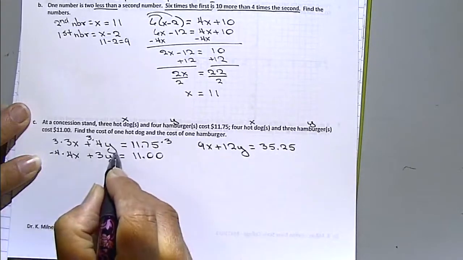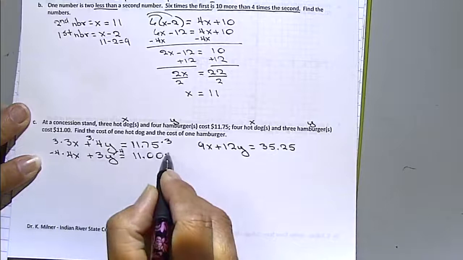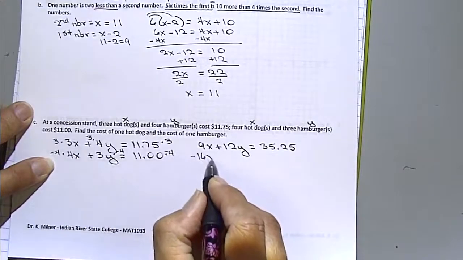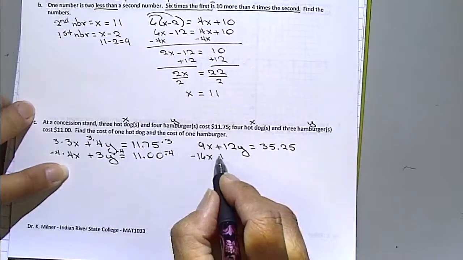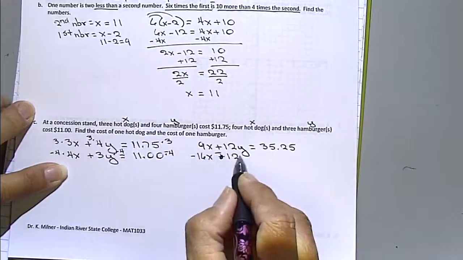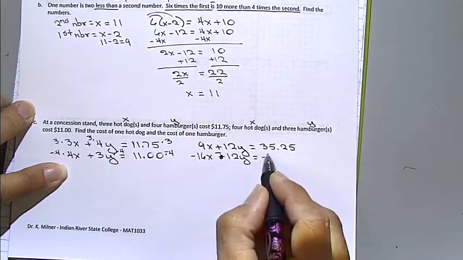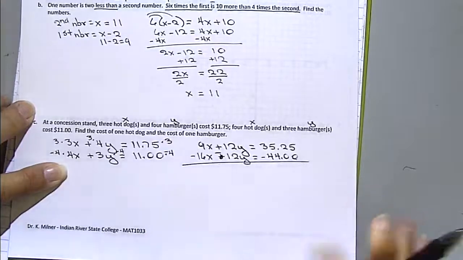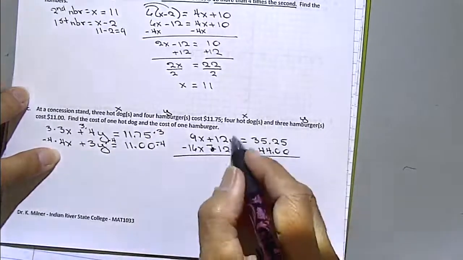And then I'm going to multiply this one times, well, a negative 4. I want it to be the opposite, so I'll say multiply times negative 4. Now I have to multiply every term times a negative 4, so this comes out to be a negative 16x, and that's going to be minus 12y, and that's going to be minus 44, right? Dollars.